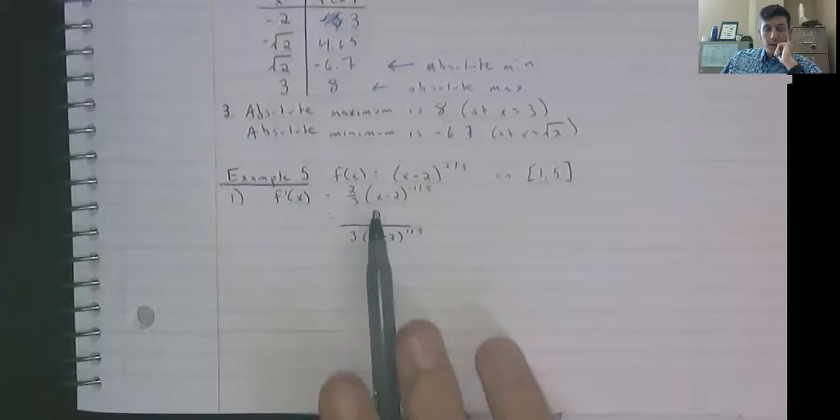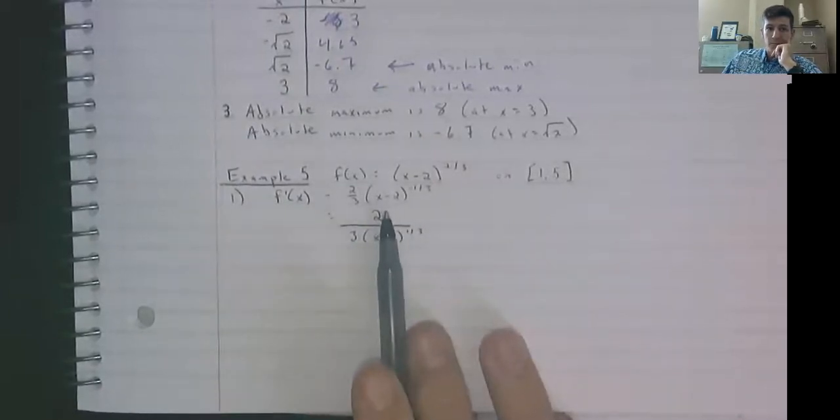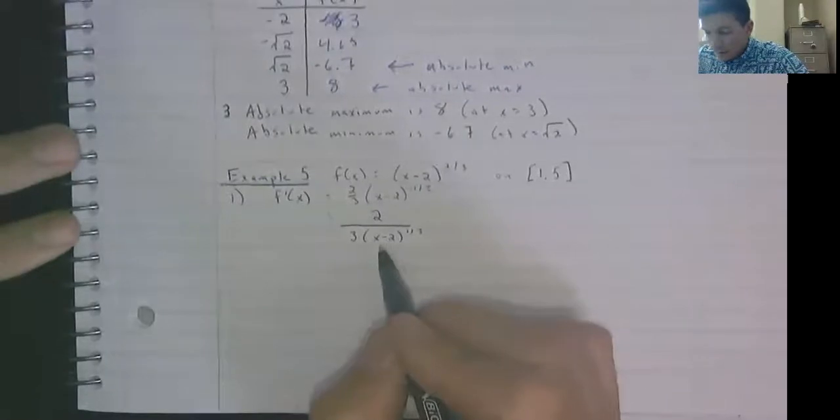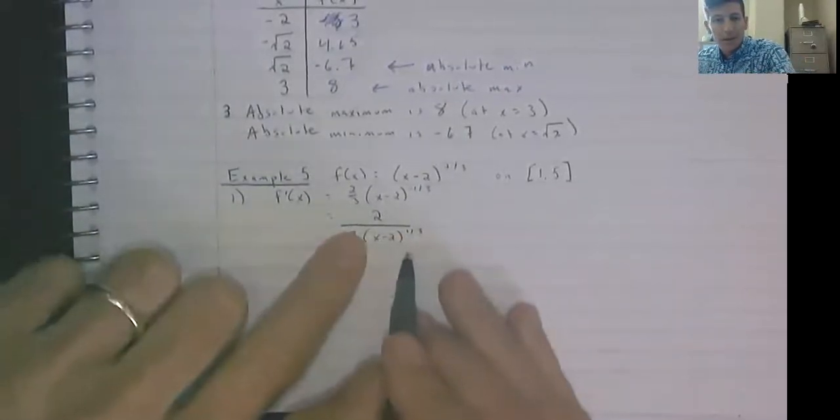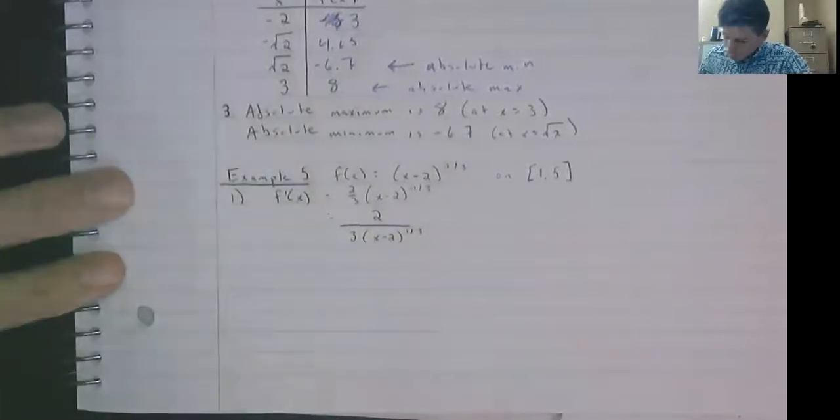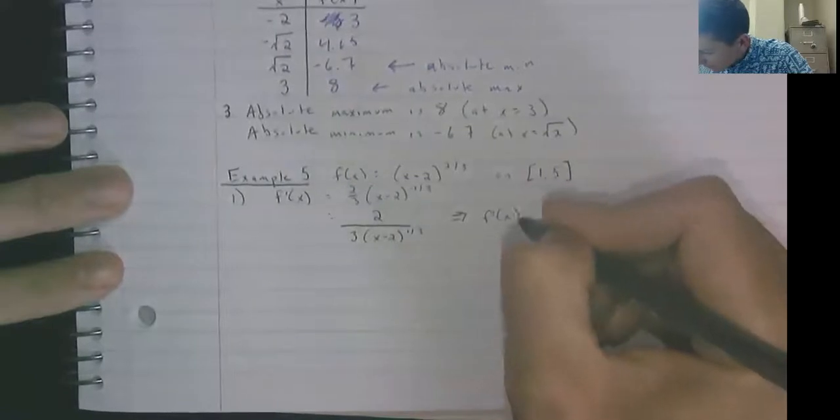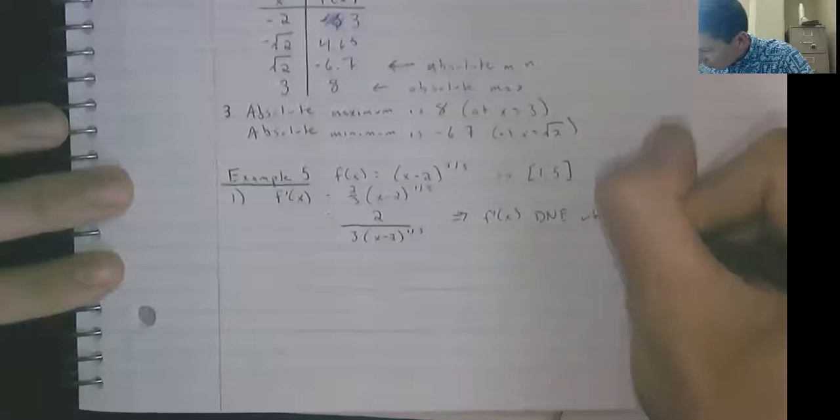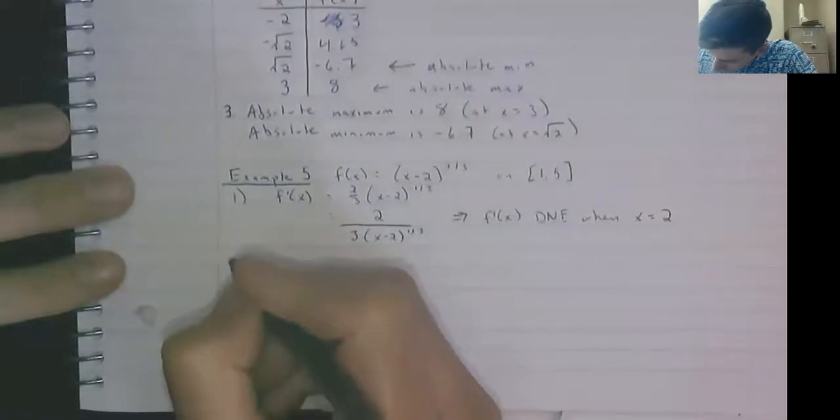Is there anywhere that this is going to equal 0? No. You got 2 there. There's never going to be a 0 value here. However, you might have some DNEs. And the DNE in particular is going to be when this denominator is 0, which is exactly when x is 2. Okay. So f prime of x DNE when x equals 2.